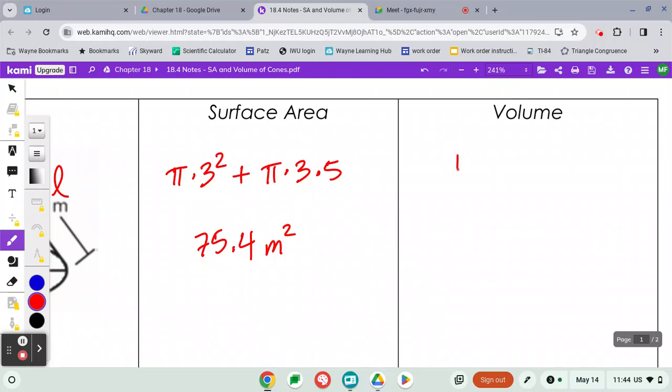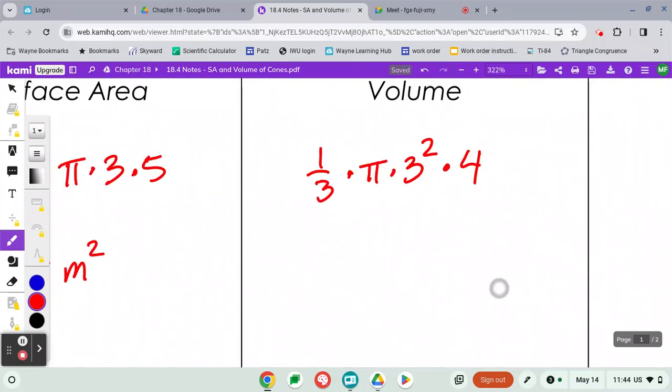All right, our volume, remember, is 1/3 times pi r squared times the height, which in our case, what was the height? 4. Okay. Now, how do we type 1/3 into a calculator? 1 divided by 3. So just do 1 divided by 3 times pi times 3 squared times 4. We'll round to the nearest tenth again. 37.7, and it's volume. So what does that tell us? Cubed. Good.